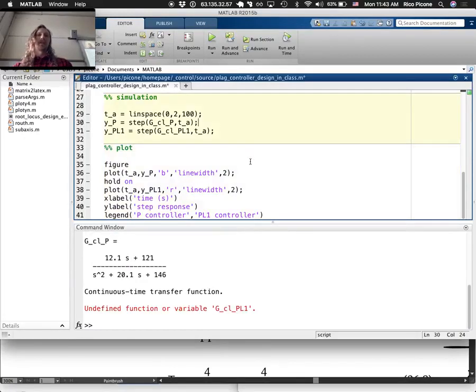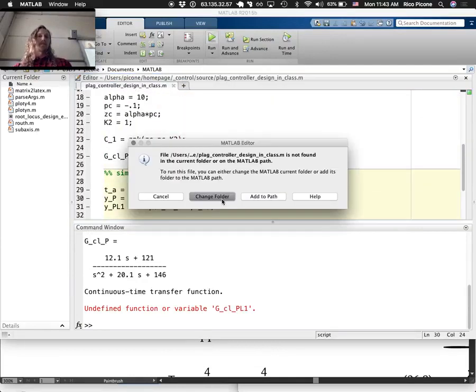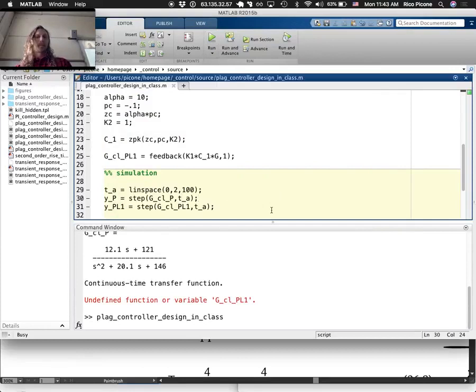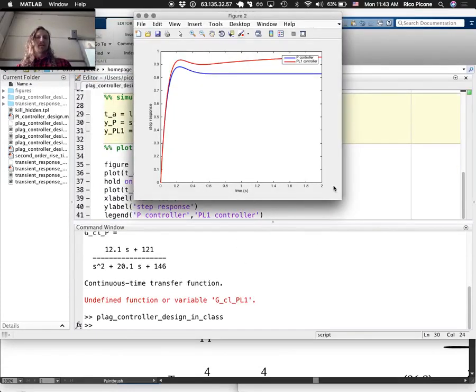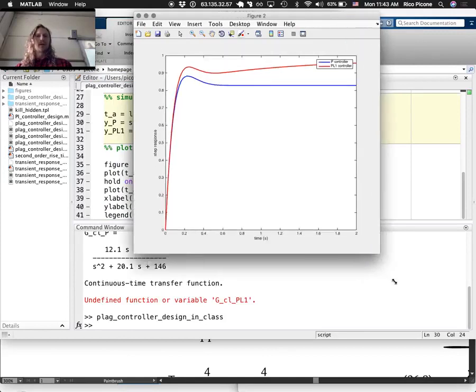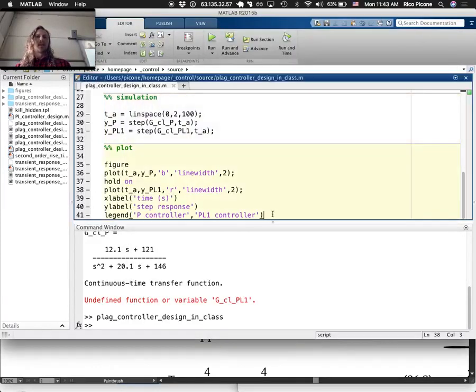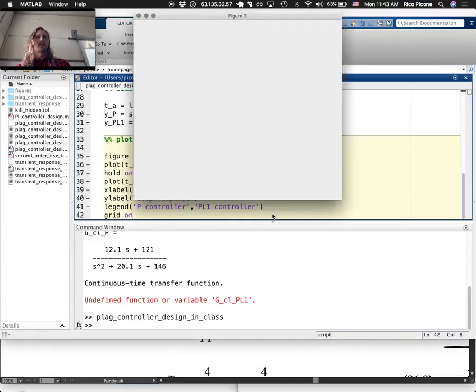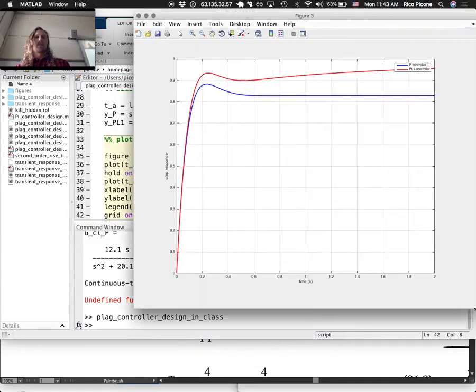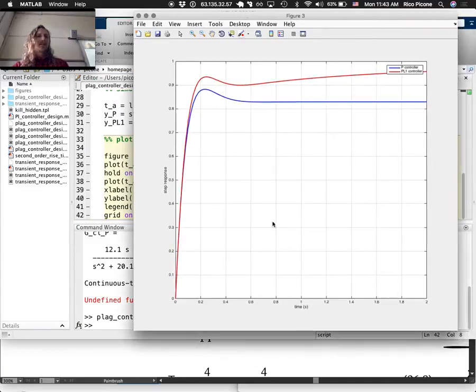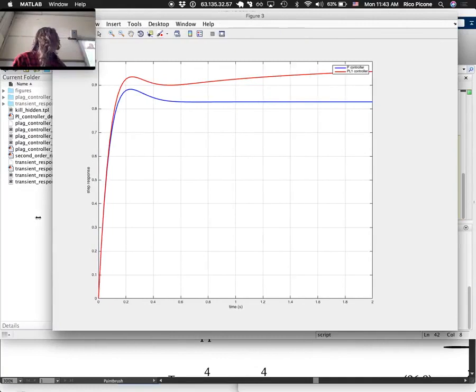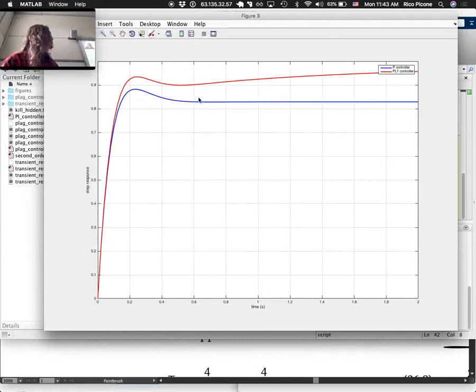I don't think I evaluated that one. Okay, I'll run it from the top. Oh, we should get a grid going, I think. That changed nothing. Oh, you can't see the grid. So the P controller and the PL1 controller in red have similar transients, and then you see this slow steady state error compensation kick in.